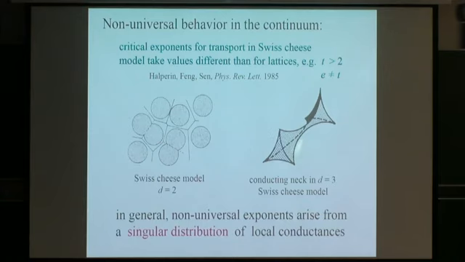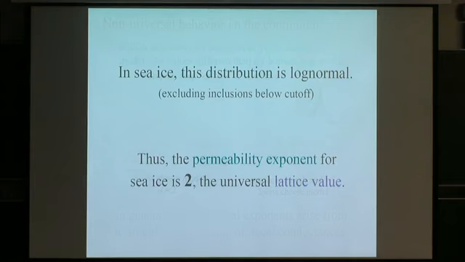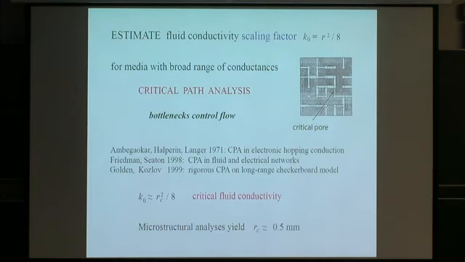And in particular, this Swiss cheese model, which kind of looks a little bit like some of the things that you guys are interested in, that's why I put it in here. In the Swiss cheese model, you can have non-universal exponents, and it arises from, you can map this onto a local conductance, and when you have singular distributions with a large enough exponent so that it diverges powerfully enough, you get non-universal behavior. However, in sea ice, this distribution of the little areas of the brine inclusions is log normal, and in that case, even though it's a continuum, you actually get the universal lattice value. And then there's another aspect. In other words, there's a scaling factor in front that comes in.